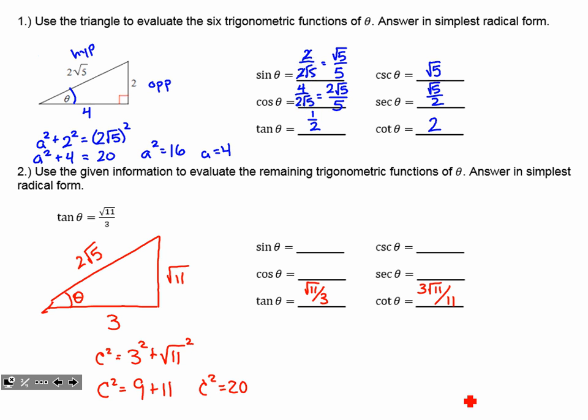So now for sine, my opposite over hypotenuse is going to be root 11 over 2 root 5. And the problem is that root 5, so if I multiply that into the top and the bottom, I get root 55 over 2 times regular 5, 10.